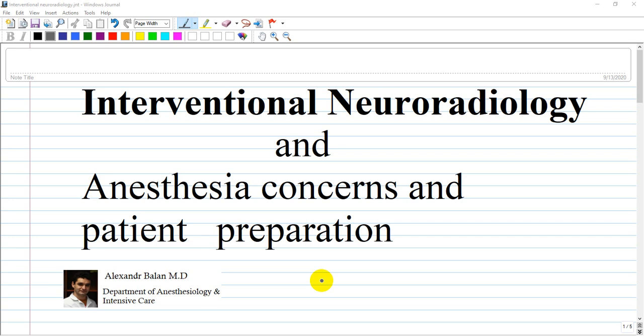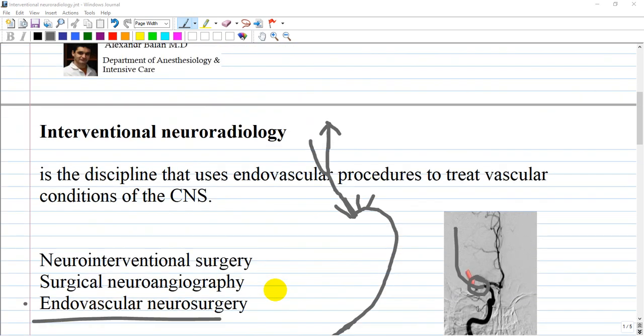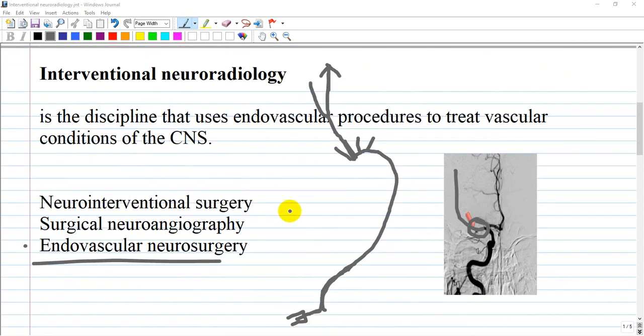Hi, we will discuss in this video interventional neuroradiology and anesthesia concerns and patient preparation for this procedure. It is a very interesting subject from neuroanesthesia, as interventional neuroradiology is a discipline that uses endovascular procedures to treat vascular conditions of the central nervous system. Other names of the field are neurointerventional surgery, surgical neuroangiography, and endovascular neurosurgery, the last one being very popular.